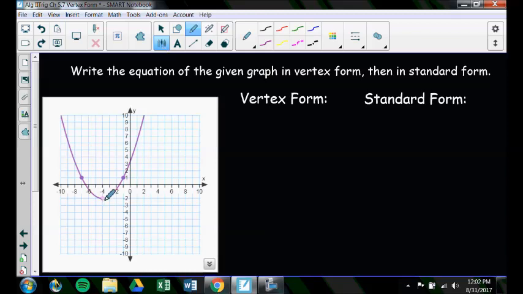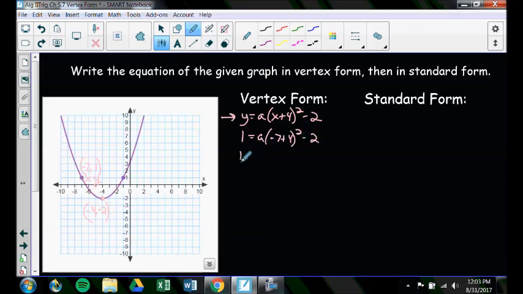For example, this vertex is the point -4, -2, which means I can write y equals a times x plus 4 squared minus 2, because my h value is -4 and my k value is -2 from that vertex. Then I pick some other clear, well-defined point on my graph. Like this is the point -7, 1. Well, that's x and y. x is -7, y is 1. I can go to this equation and plug those numbers in for x and y. 1 equals a times -7 plus 4 squared minus 2.